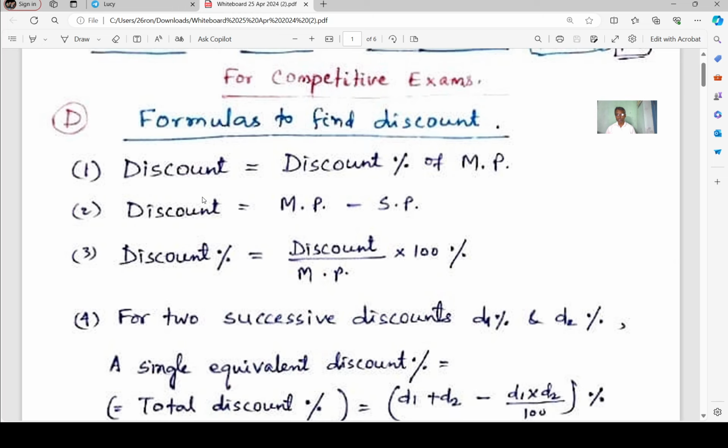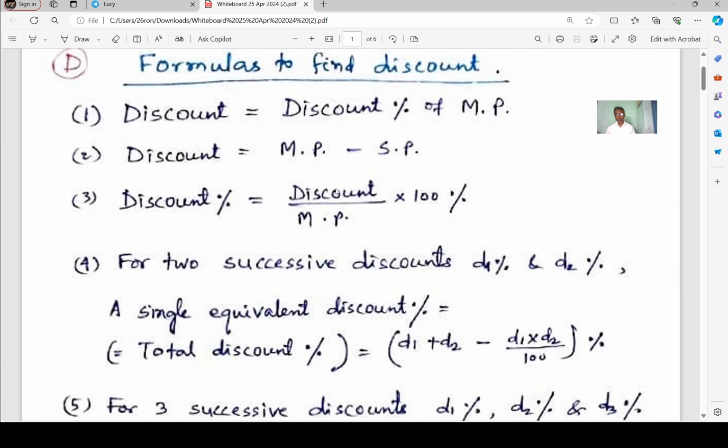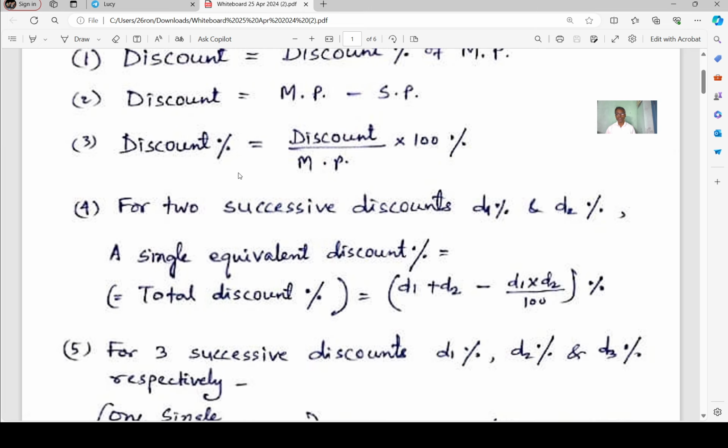Number 1, discount is equal to discount percentage of marked price. Second, discount is equal to marked price minus sale price. Third, discount percentage is equal to discount divided by marked price multiplied by 100%.